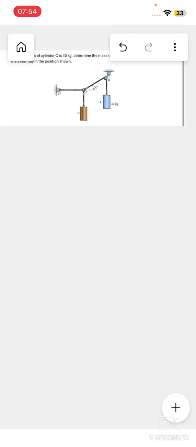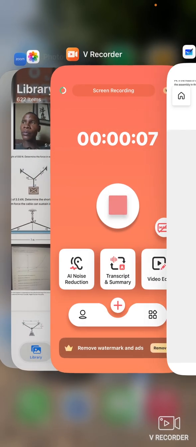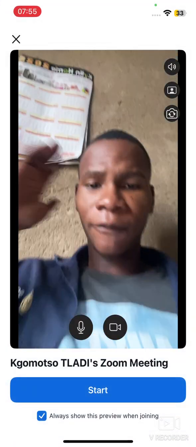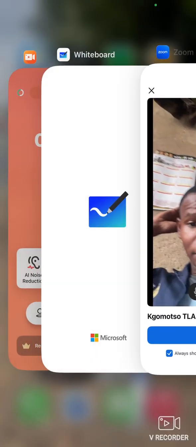We are continuing with the questions of equilibrium. On this question, they say that if the mass of the cylinder C is 40 kg, determine the mass of the cylinder A in order to hold the assembly in the positions shown. So in this case, what are we going to do? We are looking for the mass. We have the mass of the cylinder C. We are looking for the mass of the cylinder A. We're going to look into this question right now.